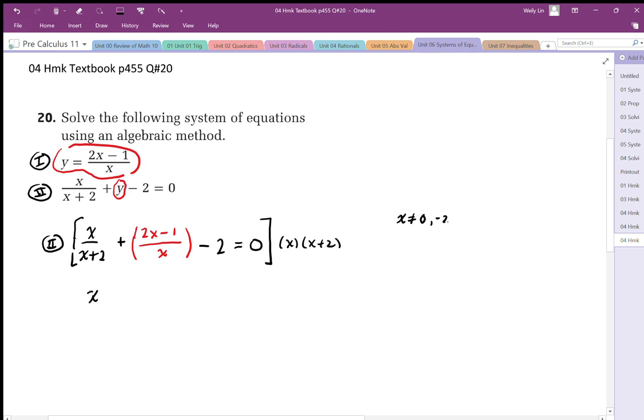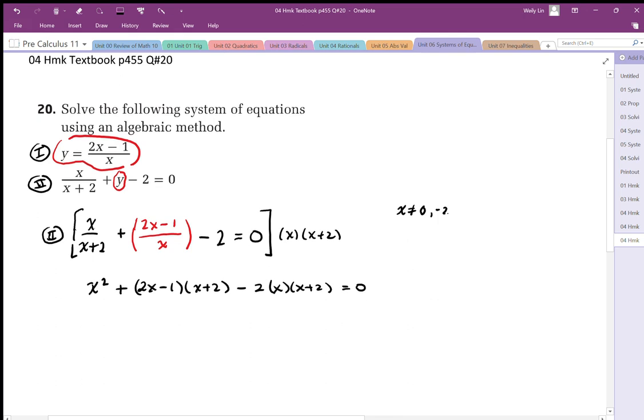So the x plus 2's cancel, so I end up with x times x plus, here the x's cancel, so I'm going to be left with 2x minus 1 in the numerator. And the factor that doesn't cancel is x plus 2, so I'm going to multiply by x plus 2. And then minus 2, nothing cancels here, so I have to multiply the negative 2 with an x and an x plus 2. Make that equal to 0, and now I can solve this quadratic equation.